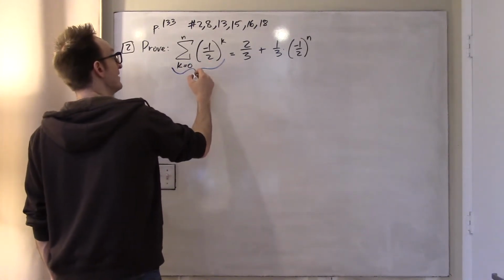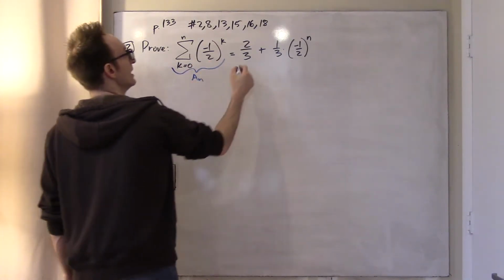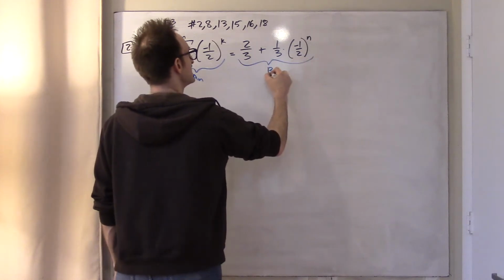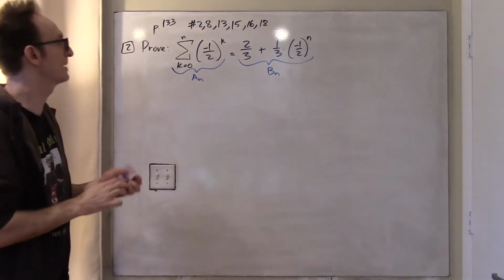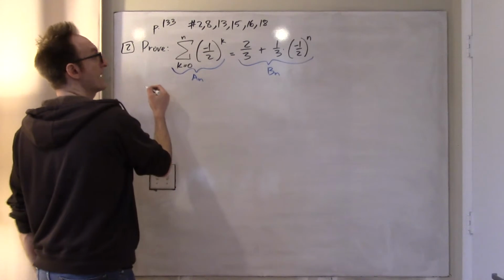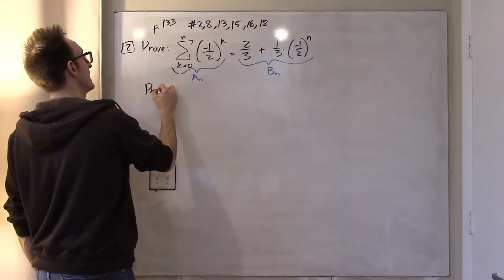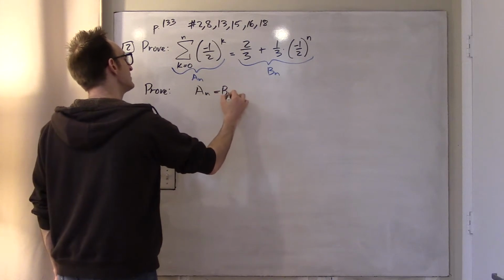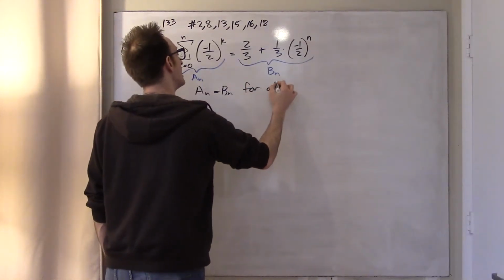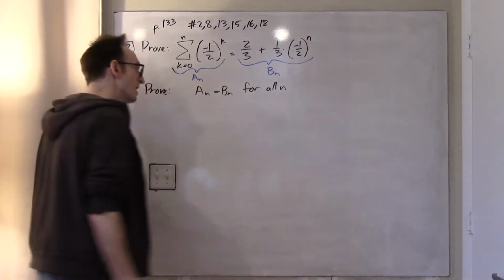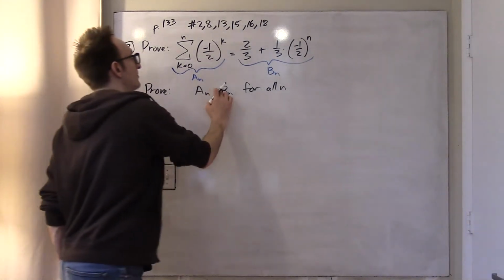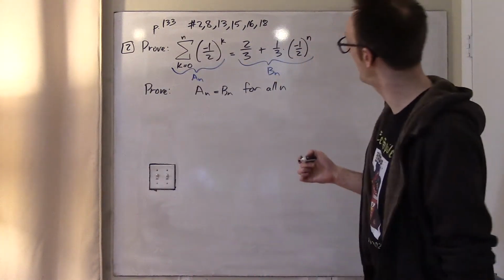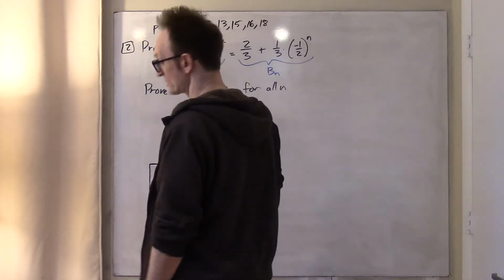Let's just do it. What do we have here? I have this left-hand side, which I'm going to nickname A sub n, and I have this right-hand side, which I'm going to nickname B sub n. And so, what I would like to prove is that A sub n equals B sub n for all n. That's the real claim. How am I going to do it? By induction.